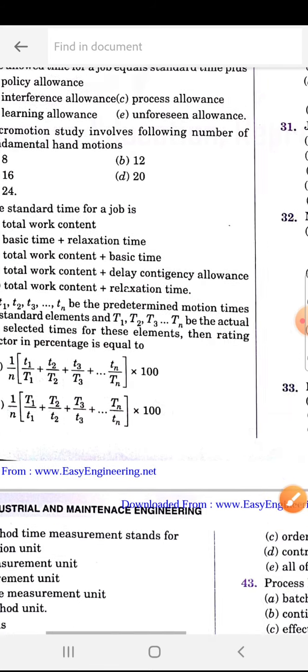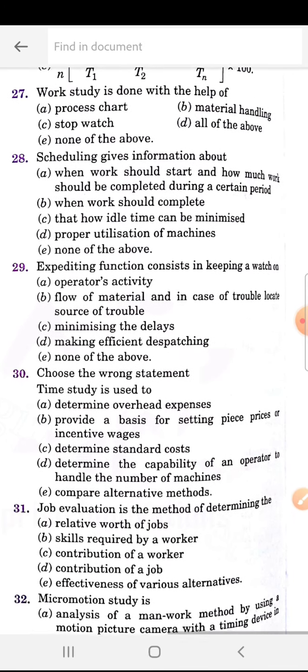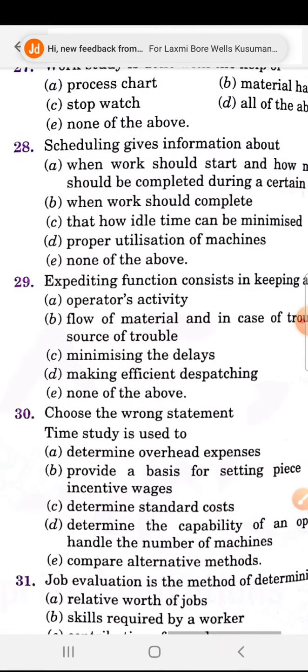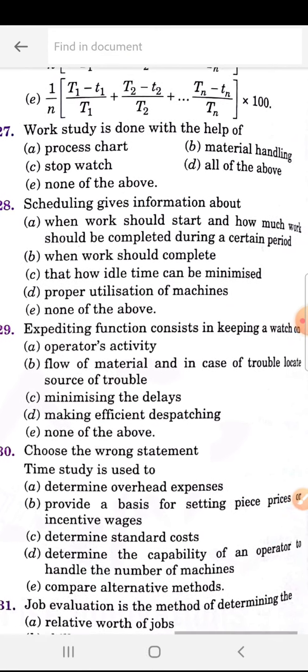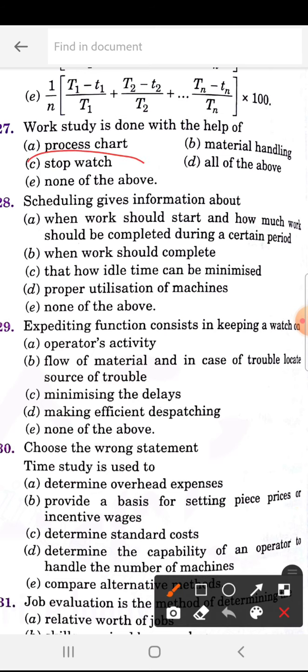Okay. Next, 27. Work study is done with the help of what? With the help of what will we do work study? That we already studied: stopwatch.